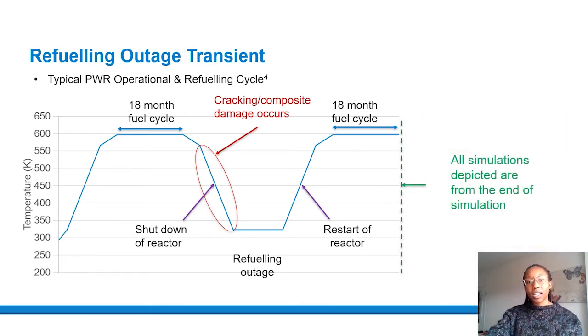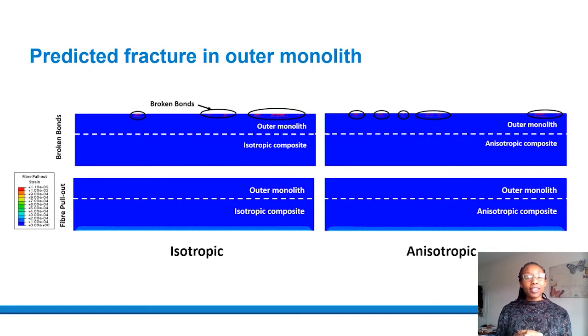In all the simulations shown following this slide, the images are taken from the end of the simulation, so once both 18-month cycles have been completed. In the fully composite architecture of cladding, in both the anisotropic and isotropic model, no damage was found, and hence the results are not reported in this presentation.